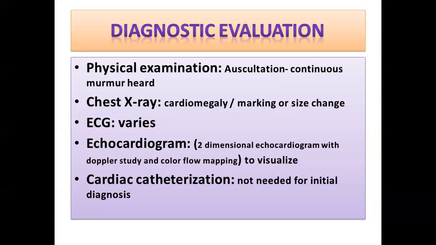The next is the echocardiogram, a two-dimensional echocardiogram with Doppler study and color flow mapping. This will help us to visualize the problem clearly: where the problem is present, exactly what its size is, and exactly which layers or chambers are involved. Clearly we are able to identify it.